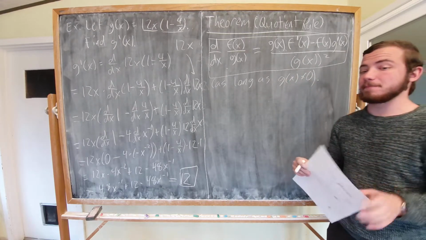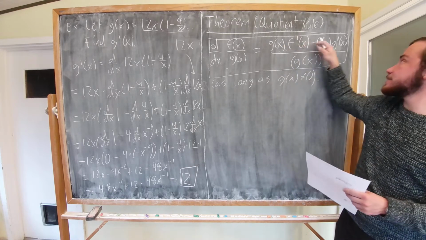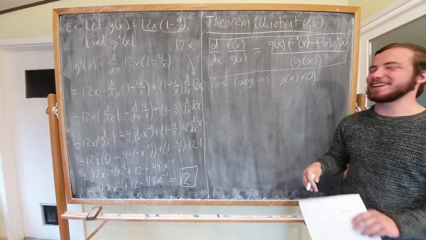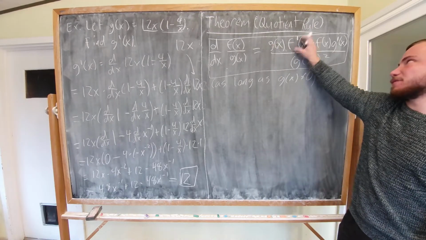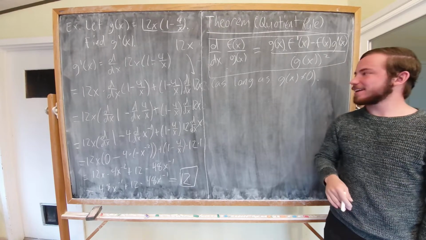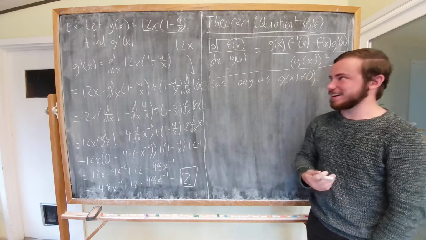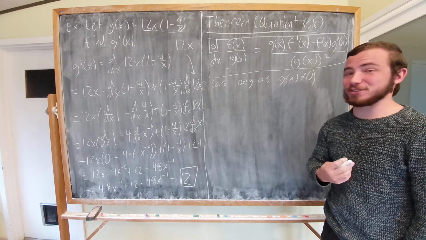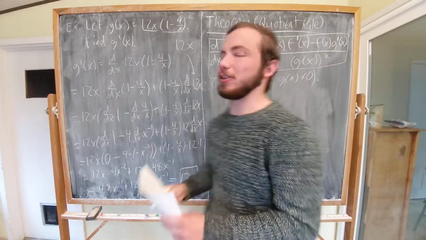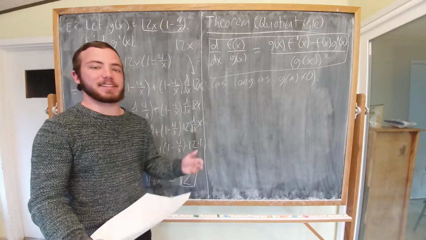I'll say that one more time. Top times derivative of the bottom, minus, I said it wrong myself. Bottom times derivative of the top, minus top times derivative of the bottom, over the bottom squared. So, if I'm even messing it up as I'm telling it to you guys, you can understand why so many students mess up. So, remember that formula, look at it hard, and let's do a few examples to get some intuition for it.